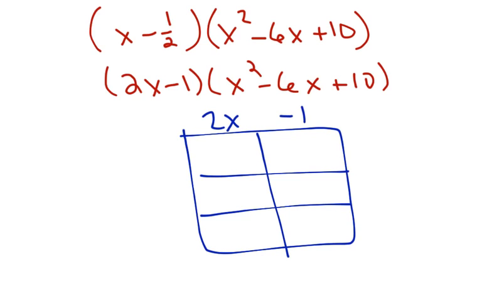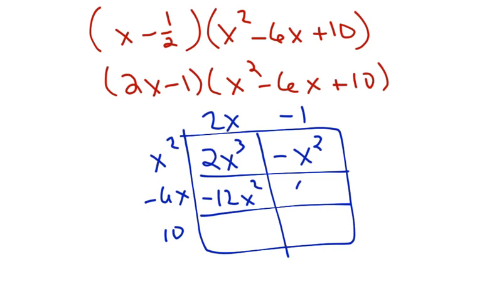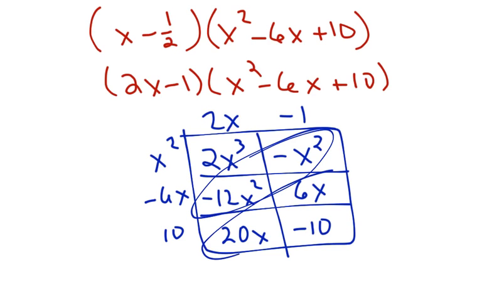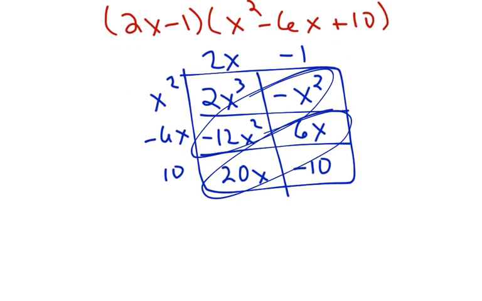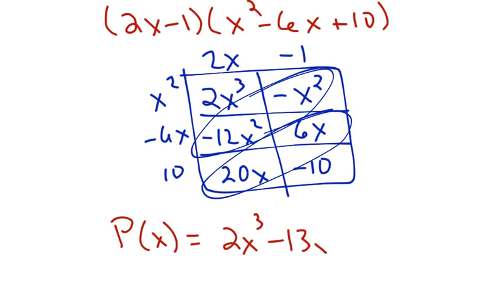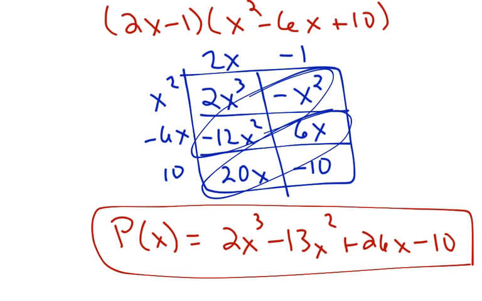So I'm going to put 2x and negative 1 on this side of the box, x squared, negative 6x, and 10 over here. And now I'm going to find the area of all the boxes. 2x cubed, negative x squared. Negative 12x squared, 6x. 20x, negative 10. And then here are your like terms. So the final polynomial p of x is 2x to the third minus 13x squared plus 26x minus 10. It is the polynomial whose roots are 1/2, 3 minus i, and 3 plus i.